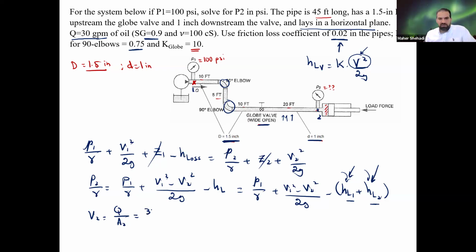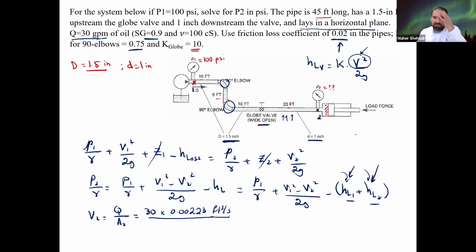Q is 30 gallons per minute. I will multiply that by 3.85, which is the cubic inch per second per gallons per minute. And then the area for 2 is pi over 4. Actually, we will need those to be in cubic feet per second. So I'm going to multiply that by 0.00223 cubic feet per second.